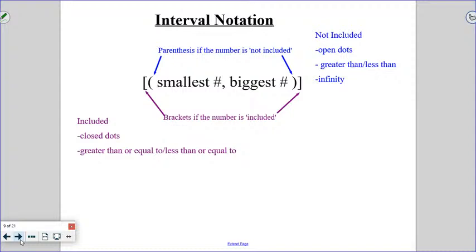Now you see that I have two marks on either end, a parentheses or a bracket. It will be one or the other, not both. They do have meaning. The parentheses means that that number is not actually included in the set. That's where you're going to start. But if I were to look at it visually, it'd be an open dot. The bracket says, yes, we include that number. Visually, it would look like a filled in dot. If I were to give you an example of interval notation, I'm going to give you a couple here.